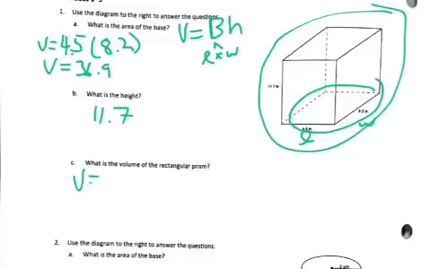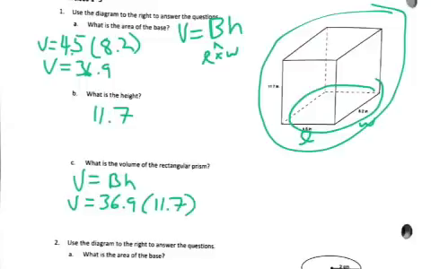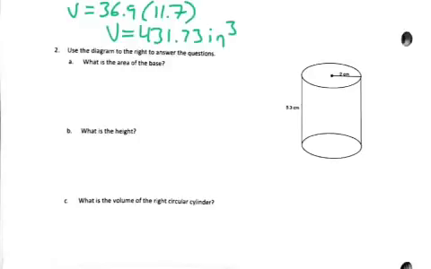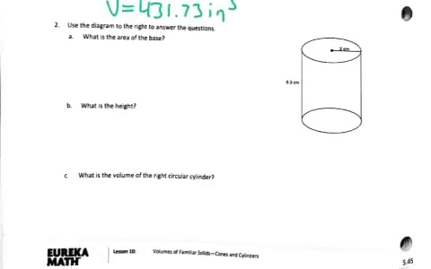Well, volume equals base area times height. So volume is going to be 36.9 times 11.7, which of course equals 431.73 inches cubed. Okay, it's cubed because we're talking about something three-dimensional. If you're still looking through your toilet paper holder, you'll notice that it is definitely still three-dimensional. Okay, use the diagram on the right to answer the following question.